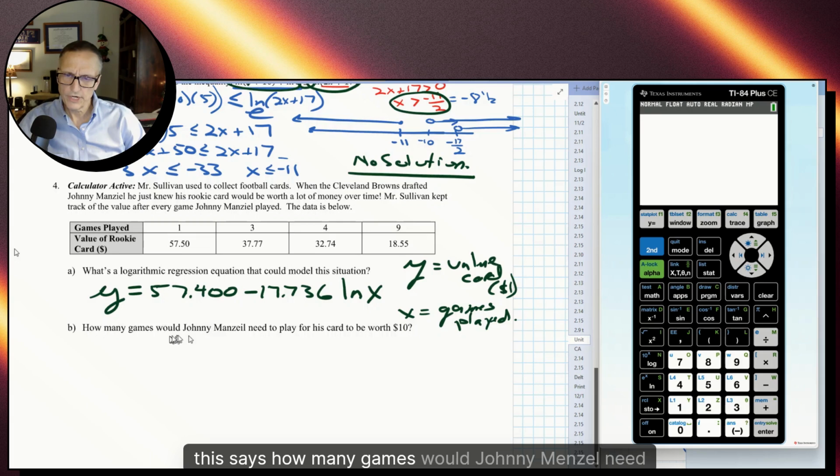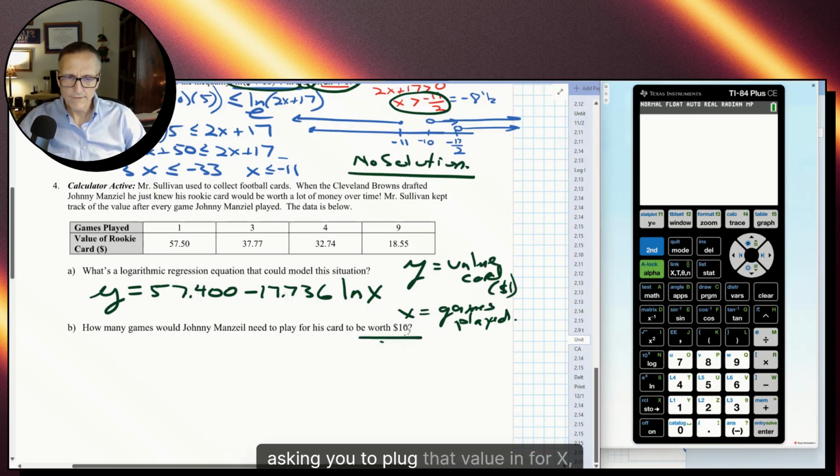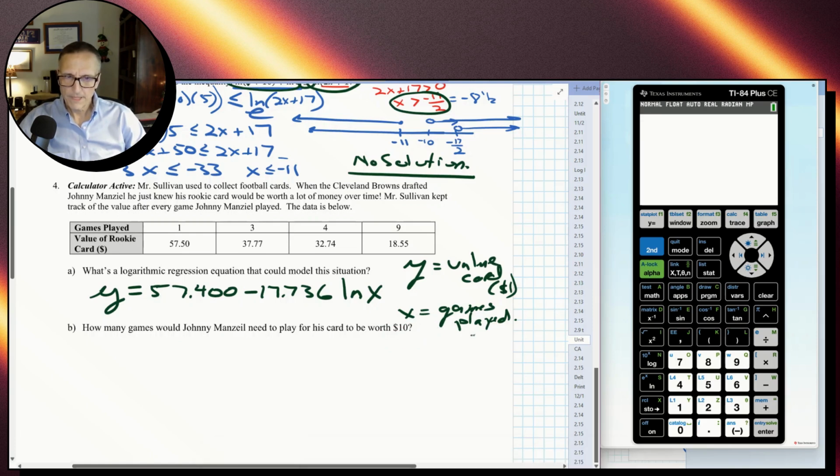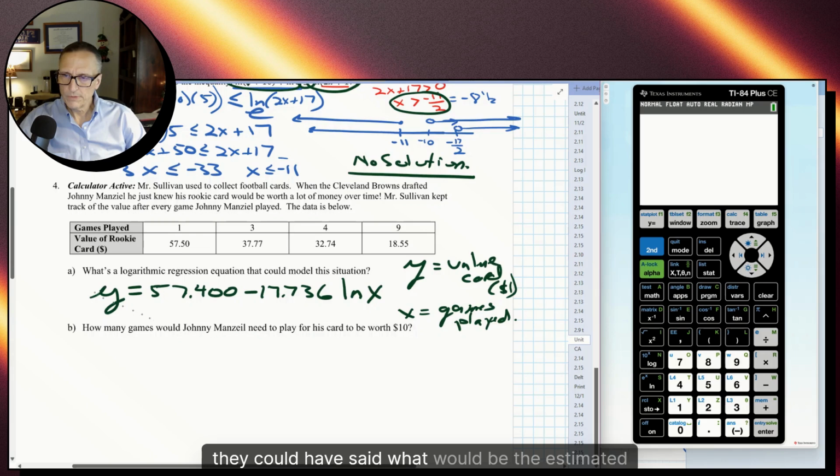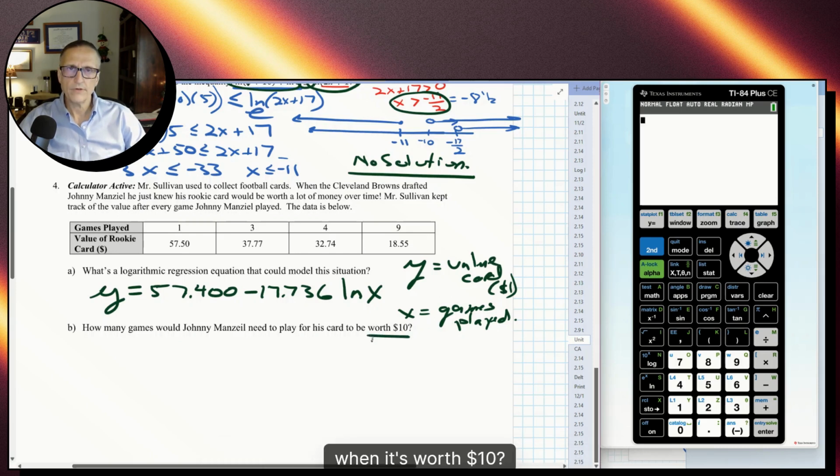Now this says, how many games would Johnny Manziel need to play for his card to be worth $10? So when you are doing a problem like this, don't just automatically assume that they're asking you to plug that value in for x, because they're not asking you what the value is when he plays 10 games. They could have said, what would be the estimated value of the rookie card after Johnny Manziel has played 10 games, and you plug 10 in for x, but it's not asking you that. It's saying, how many games will he have played when it's worth $10?